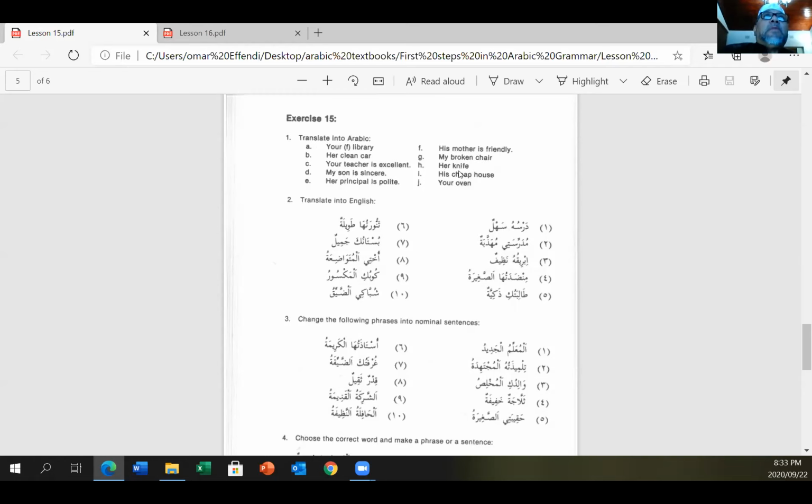Now we come to the next one, H, her knife. What is knife? Sikkinun. Her knife, sikkinuha, right? Sikkinuha, right? Next one, his cheap house.